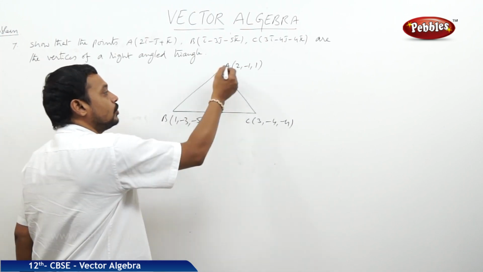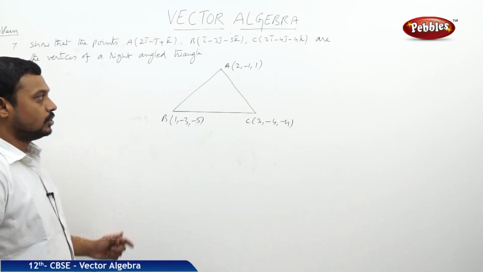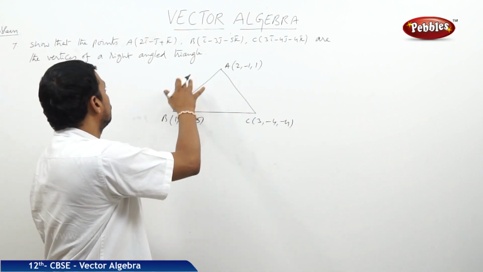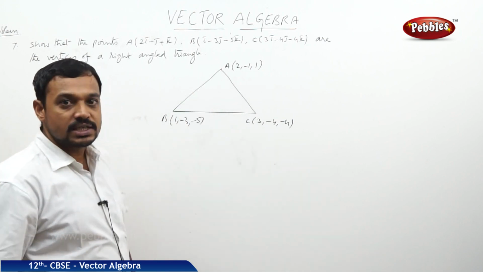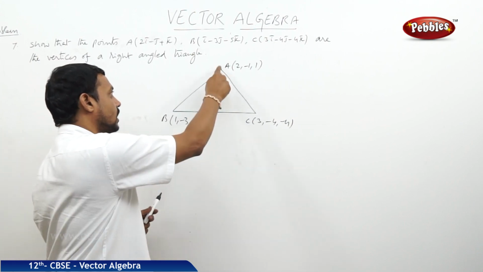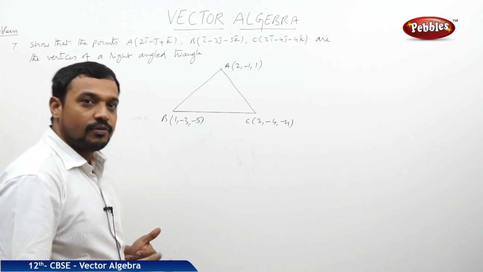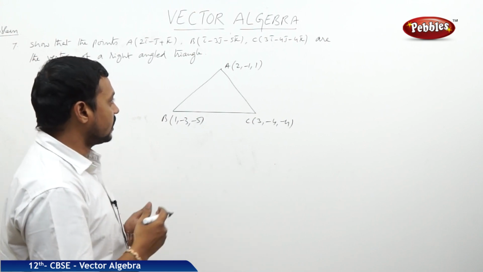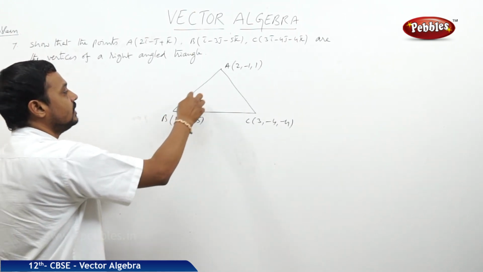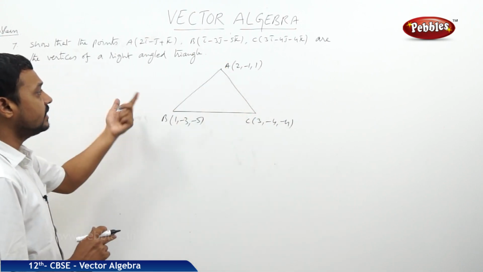Now we are going to prove that the triangle formed by these 3 points is a right angle triangle. There are several methods to prove that a triangle is right angled. One is finding the distances: we can find the distances AB, BC, AC and verify the Pythagoras theorem. The second one is the vector method. Now, let us define the vectors AB, BC, CA and find their magnitudes.